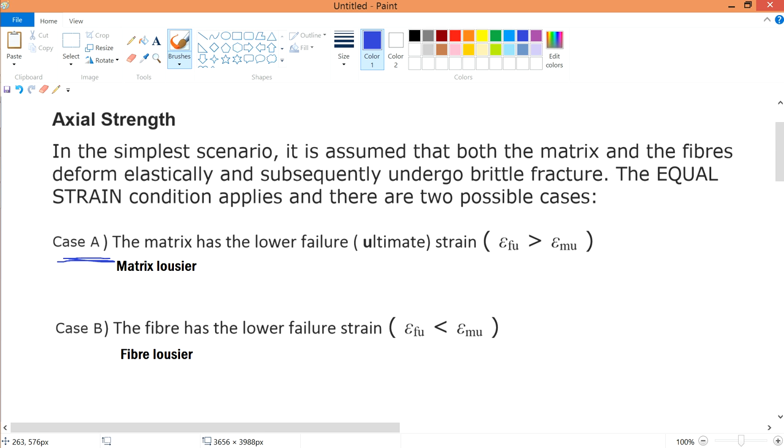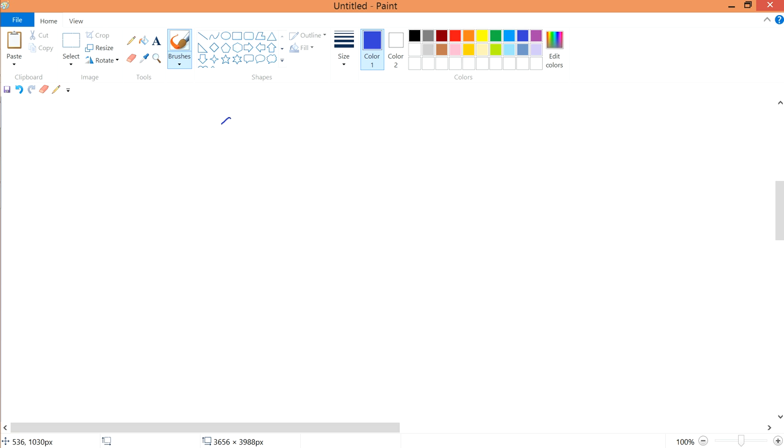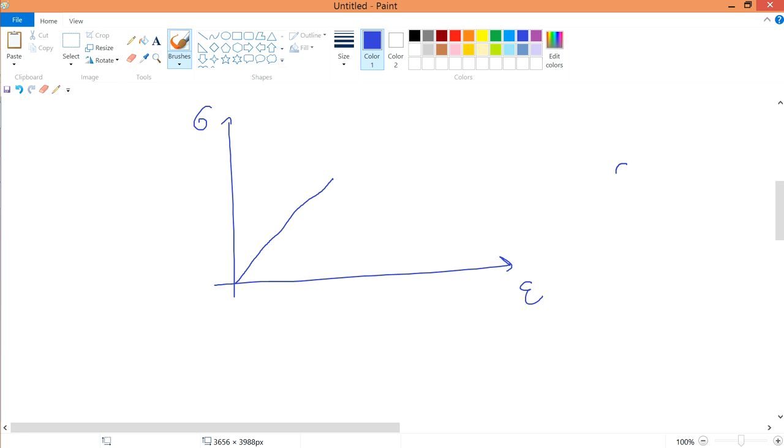But you should take note of something before we go on to the graph: it is assumed that both the matrix and the fibers deform elastically and subsequently undergo brittle fracture. What it means is that you have your stress-strain curve. This is the strain, this is the stress. It will go elastically, following Hooke's law. So it's behaving elastically.